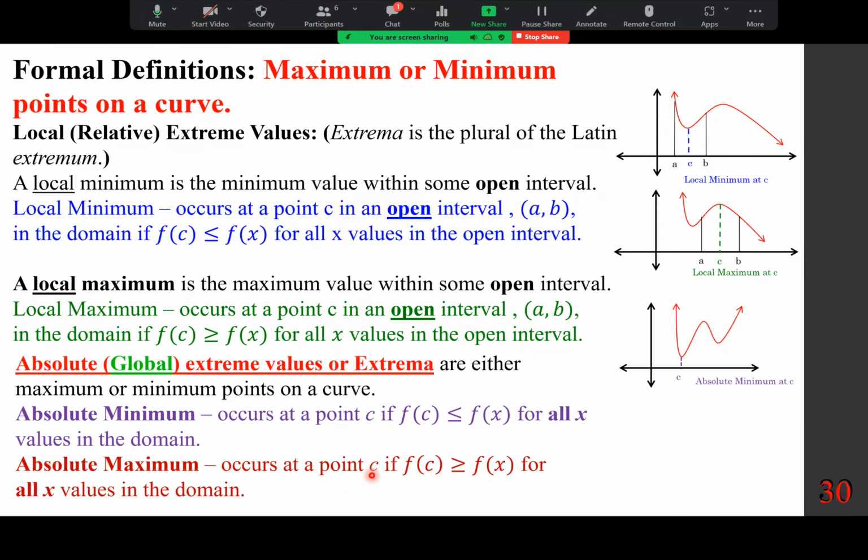Absolute max occurs at the point c if f of c is larger than or equal to f of x for all, and that's the key, all x values in the domain. So this is a local max as well as an absolute max.